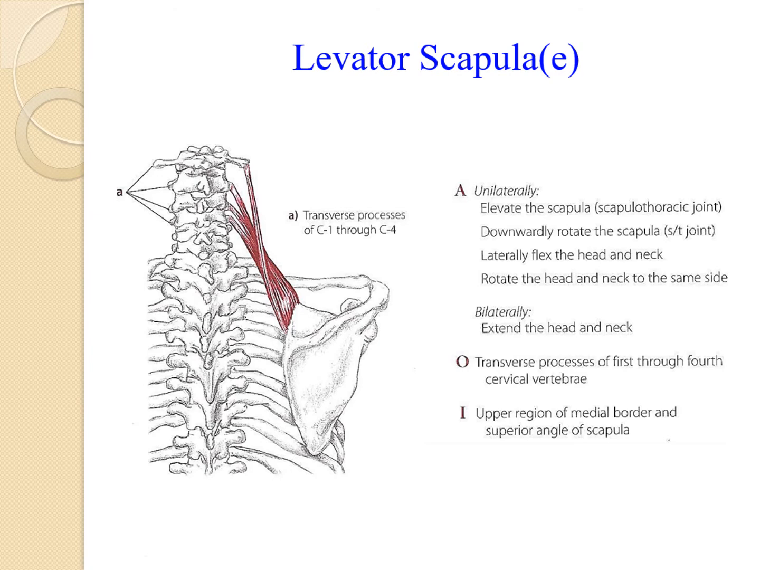The levator scapula action is primarily to elevate or raise the scapula and tilt the head to the same side. It originates on the transverse processes of C1 to C4 and inserts on the upper medial border and superior angle of the scapula or shoulder blade.